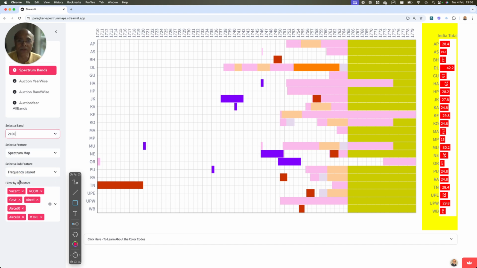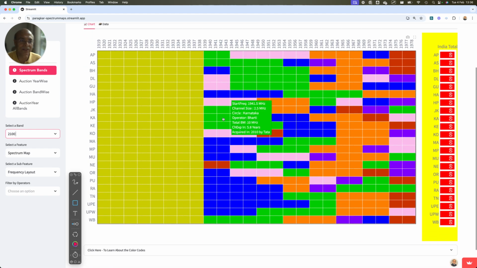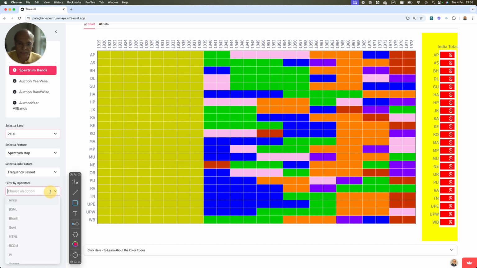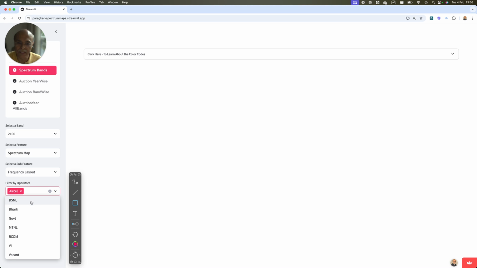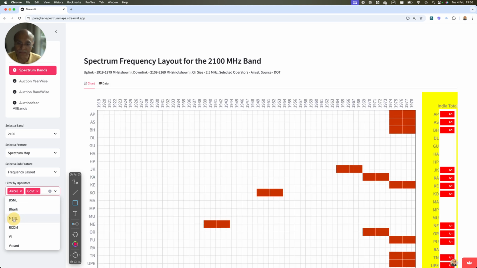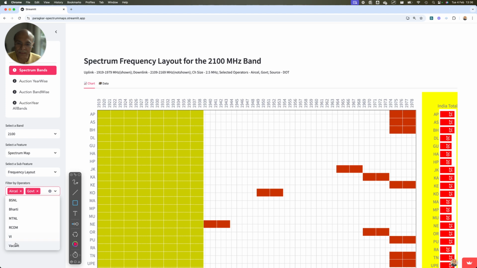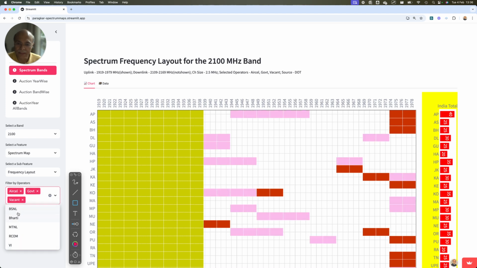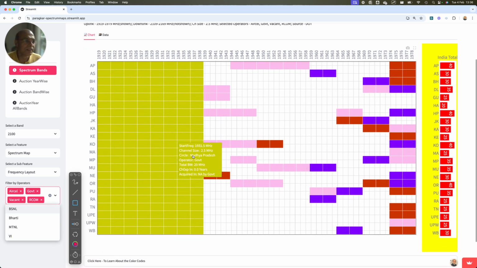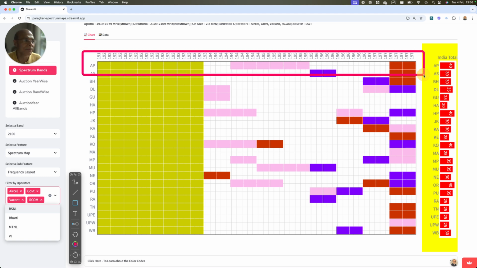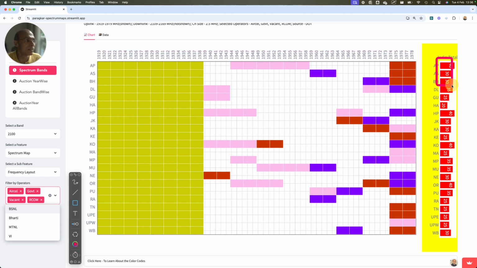Then comes the 2100 megahertz spectrum band. So let's look at the 2100 megahertz spectrum band, and I'll follow the same principle. I'll filter out Aircel, I'll filter out government, I'll filter out vacant, and then we have got RCOM. So if I do this, you will find that the total spectrum band is 60 megahertz, out of which how much spectrum are we wasting or suboptimally utilizing.